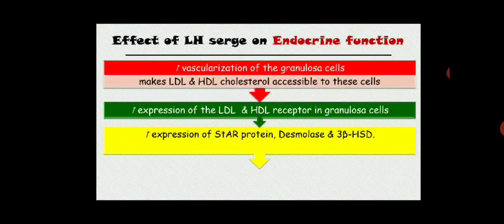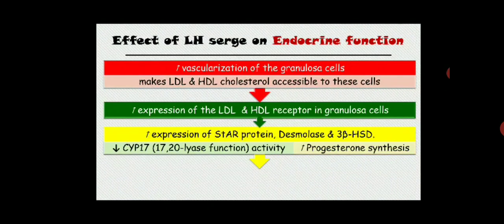Now what do we have to do? We have to make sure that all the progesterone is secreted. But there is one more enzyme that converts the progesterone into androgen. That enzyme is 17-hydroxylase and 17,20 lyase. So what does the LH surge do? It will decrease the expression of 17-hydroxylase and 17,20 lyase activity. So basically all these steps ultimately lead to increased progesterone synthesis.